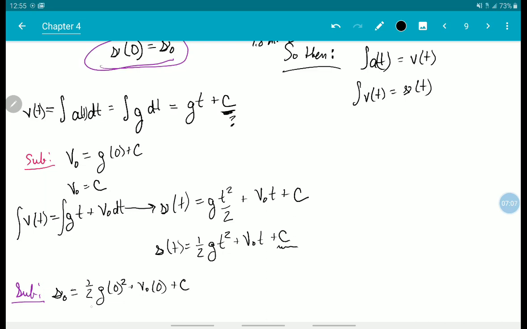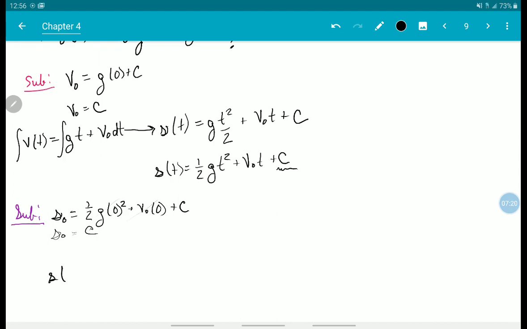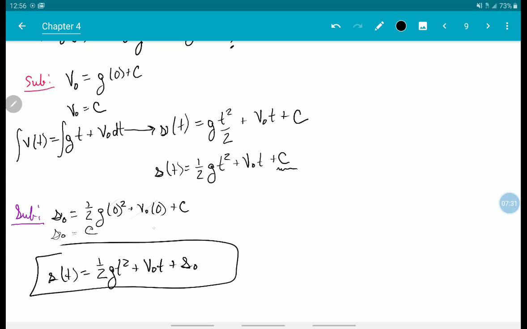If we were to simplify this, 0 times anything is 0. So those two guys are gone. We're left with s naught is equal to that constant. So then our equation, s of t, is equal to 1/2 G t squared plus v naught t plus s naught. All we're doing is substituting that s naught in for that C value. So you can see where this equation is coming from.